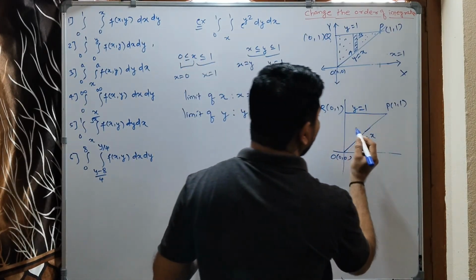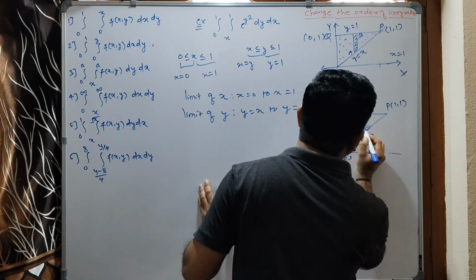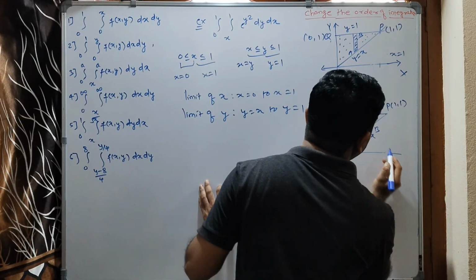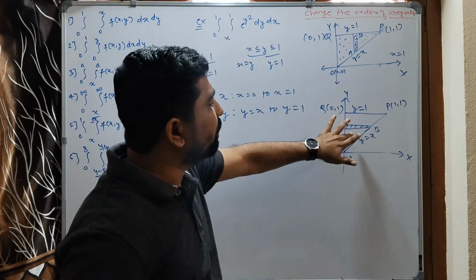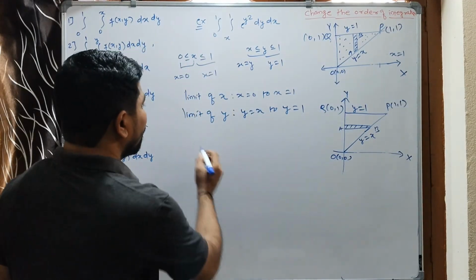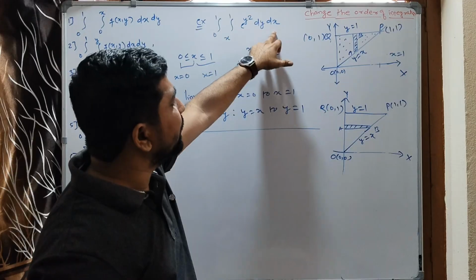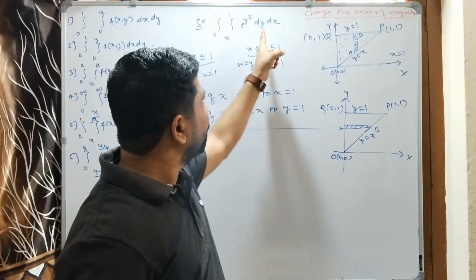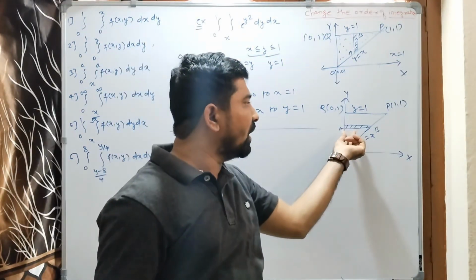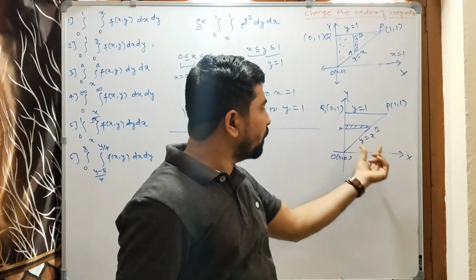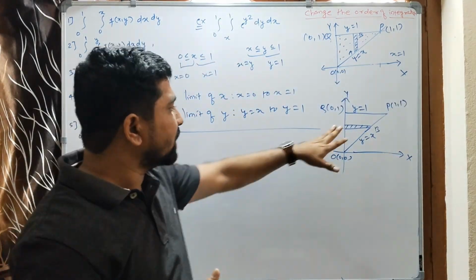Now I want to cover this same region with the help of a strip AB which is parallel to the x-axis. If I want to change the order from dy dx to dx dy, then I draw the strip AB which is parallel to the x-axis. So here I am drawing the strip AB parallel to the x-axis.